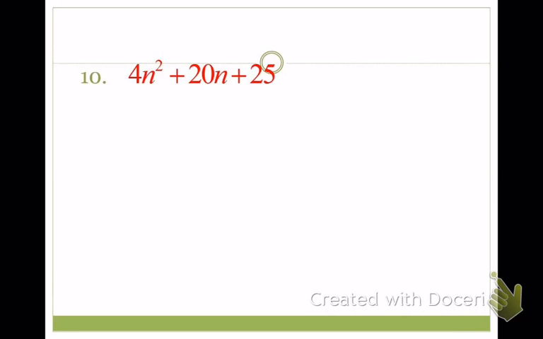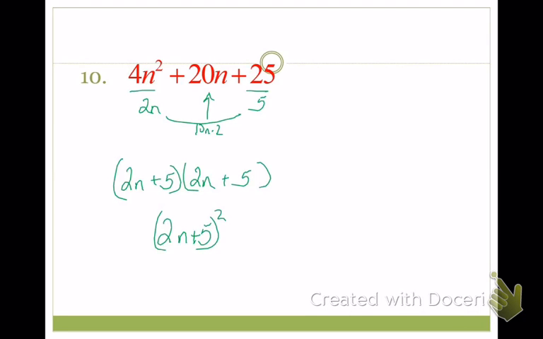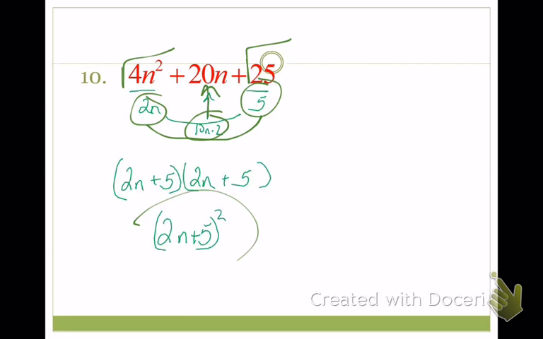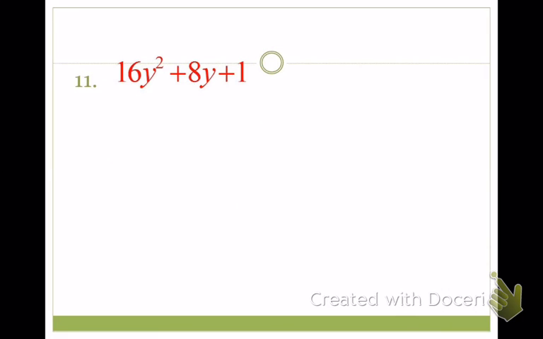Try this guy. See what you come up with. Stop the video, start it back up, and see how you do. And you should have gotten 2n plus 5 quantity squared. Because if I square root 4n squared, you do get 2n. If I square root 25, you do get 5. And 2n times 5 is 10n. 10n times 2 is 20n. So this is a perfect square trinomial, and so you factor this into 2n plus 5 quantity squared. Don't need this step. Okay?